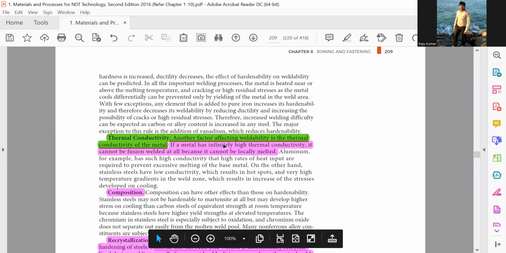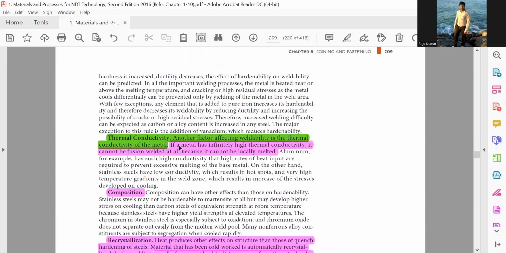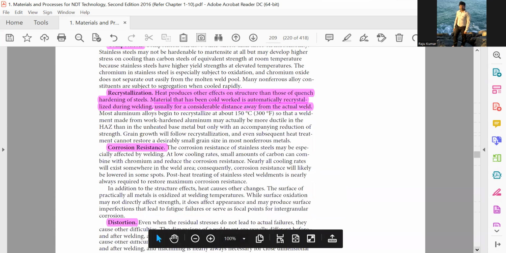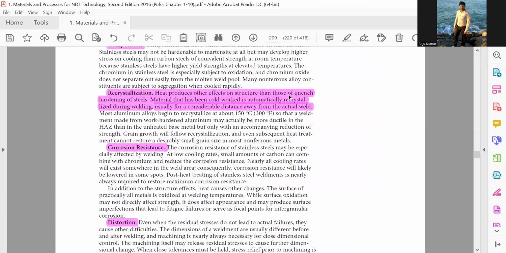Thermal conductivity: another factor affecting weldability is the thermal conductivity of the metal. If a metal has infinitely high thermal conductivity, it cannot be fusion welded at all because it cannot be locally melted. Composition is important. Recrystallization: heat produces other effects or structures than those of quench hardening steels.